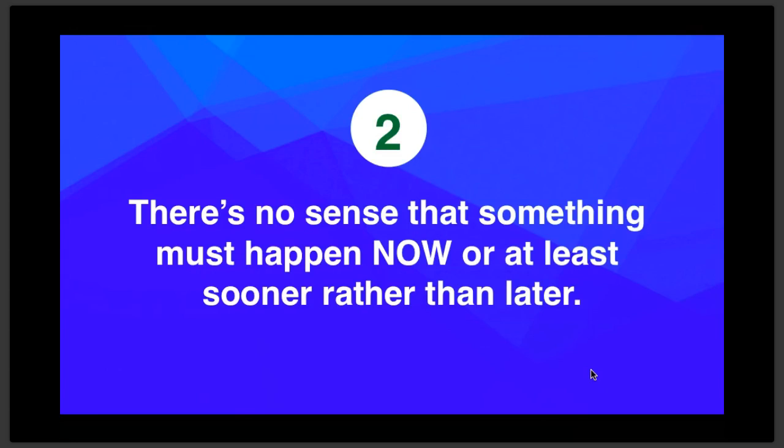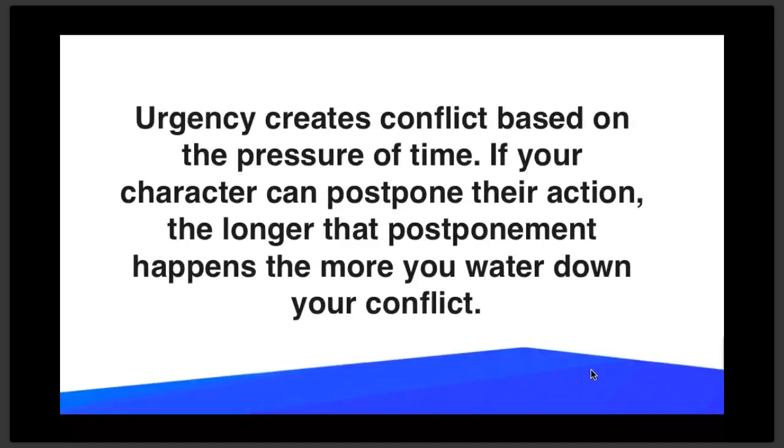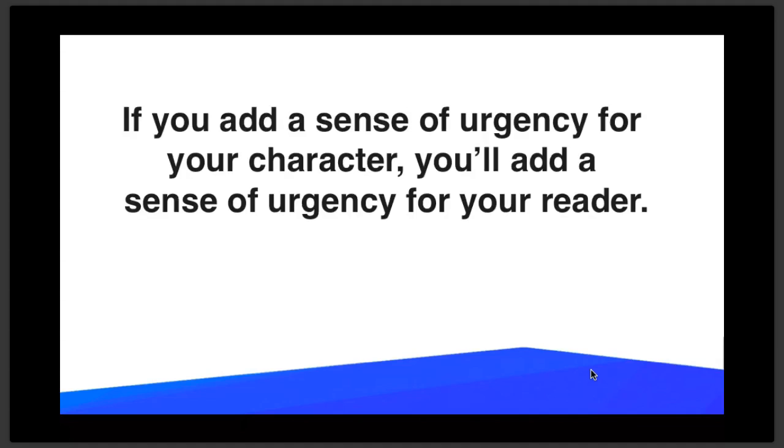Urgency creates conflict based on the pressure of time. Repeat after me. Urgency creates conflict on the page based on the pressure of time. If your character can postpone their action, the longer that postponement happens, the more you water down your conflict. Sometimes you want to water down that conflict, sometimes you don't. And yes, Bettina knows this is called a ticking clock. If you add a sense of urgency for your character, you'll add a sense of urgency for your reader.